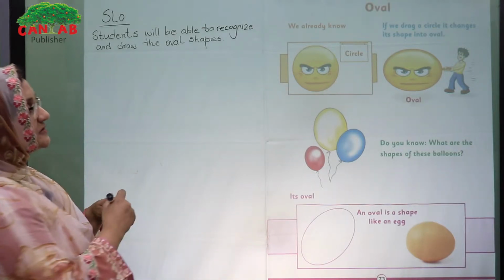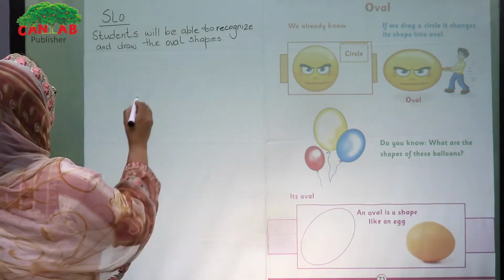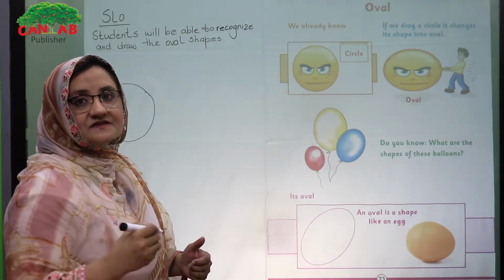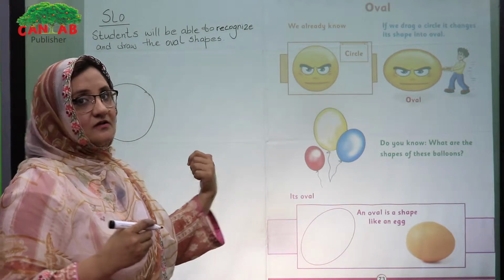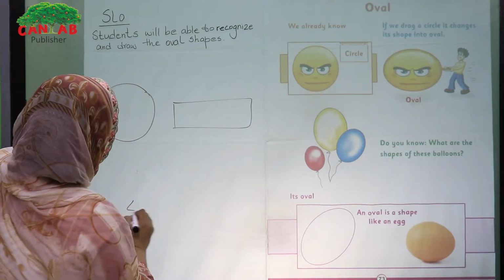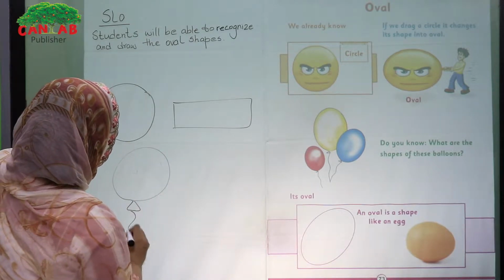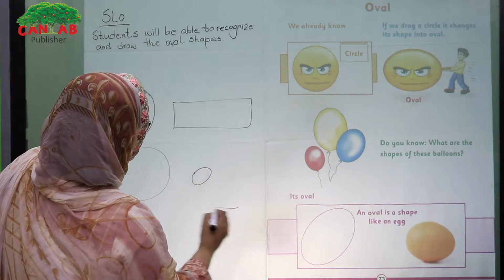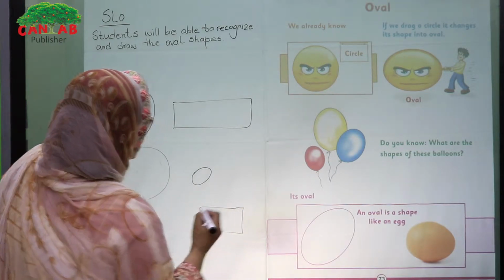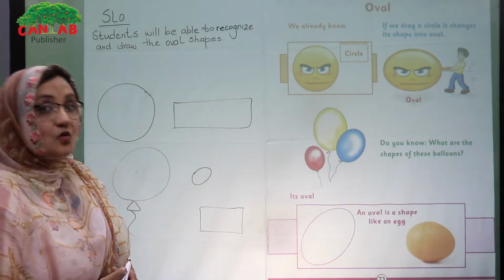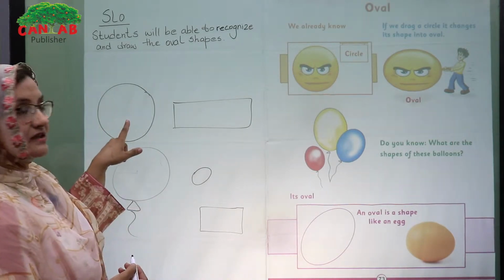And for this purpose, what you can do, you can draw different pictures like this, or you may paste flashcards on the board. I am going to draw the pictures. So look at here. I am drawing different shapes and I want you to come here and encircle the oval shape.